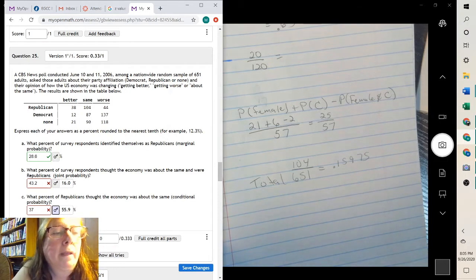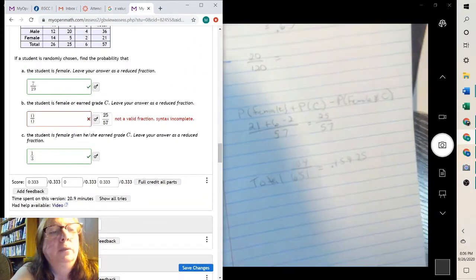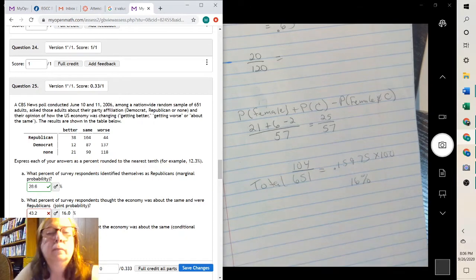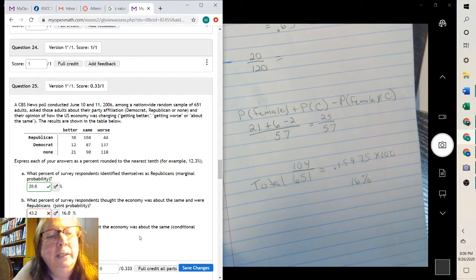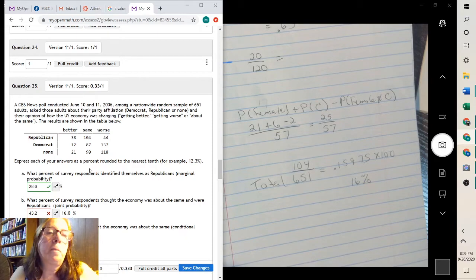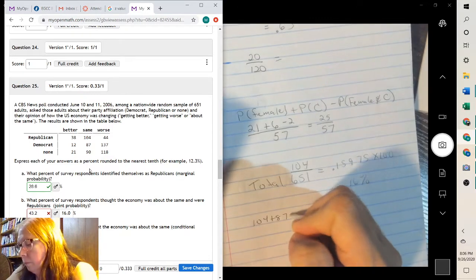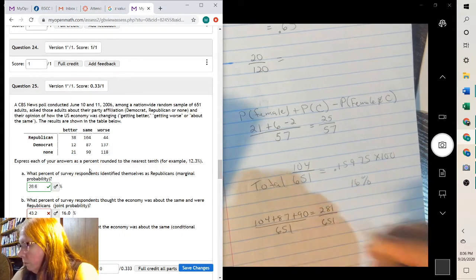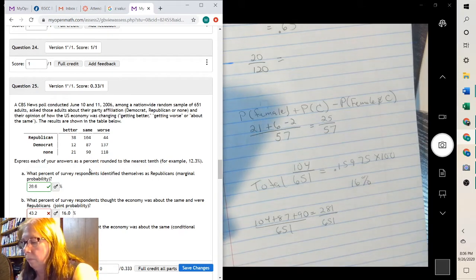Or 0.16. This one, the percent, and because they want the percent, these other ones wanted the decimal or fraction. To get the percent, you just multiply by 100. The last one, the percent of Republicans thought the economy was about the same. About the same would just be these ones, but you have to add them up. So 104 plus 87 plus 90 is 281 divided by the total. And then multiply by 100 to make it a percent.